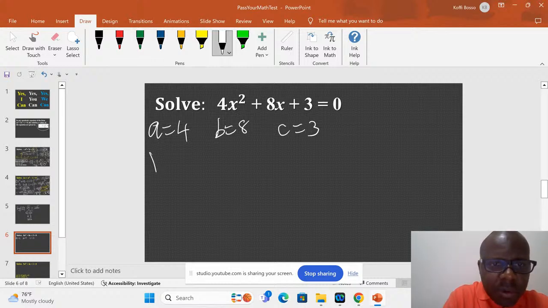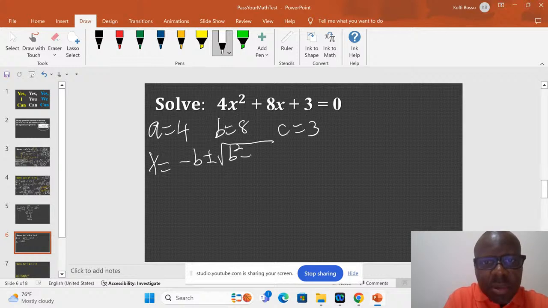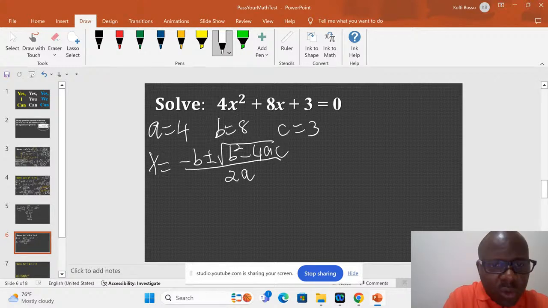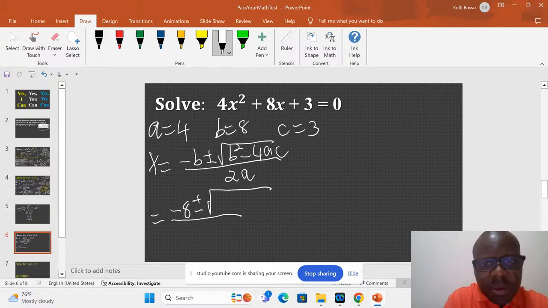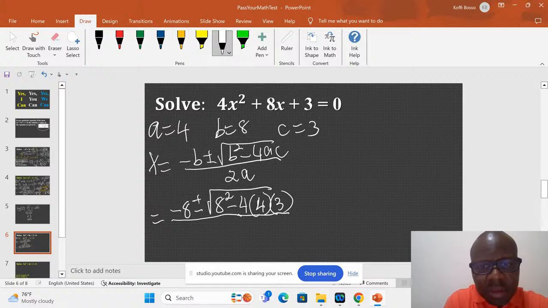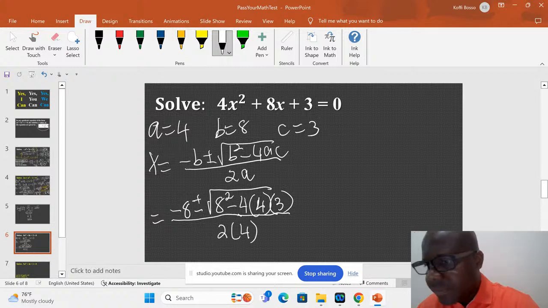Apply the formula. x is equal to negative b plus or minus the square root of b squared minus 4ac, everything divided by 2a. So we have negative 8 plus or minus the square root of 8 squared minus 4 times a, which is 4, times c. C here is 3. Everything divided by 2 multiplied by 4. So far so good.